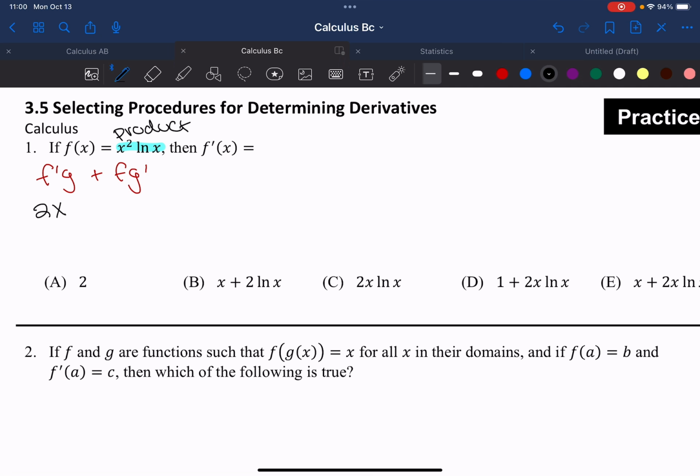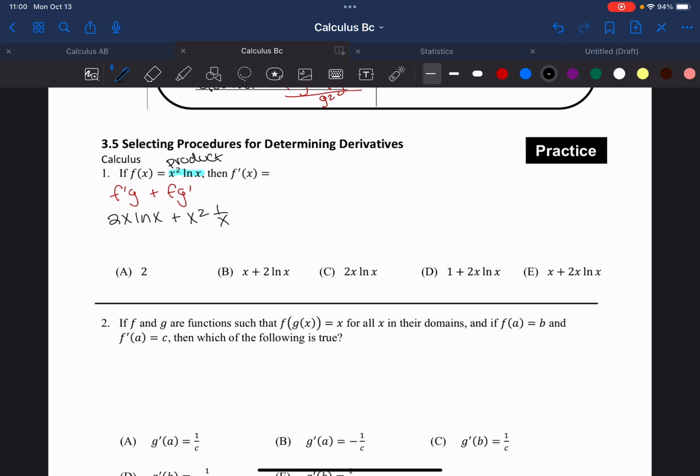So I have 2x natural log of x plus x squared times 1 over x. I took the derivative of each one, and now I'm going to see which one of these gives me a similar answer. Well, notice I can't really simplify 2x natural log of x, so that means it has to be in there. So it can't be this one, can't be this one, and the rest of them have the 2x natural log of x. But then looking at this, x squared over x is just x. Okay, so that's how I know it's not this one, so the answer has to be E.